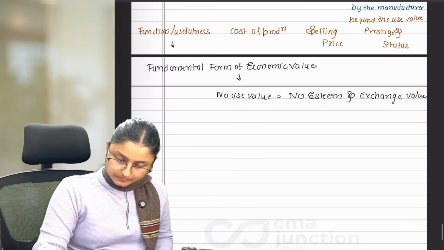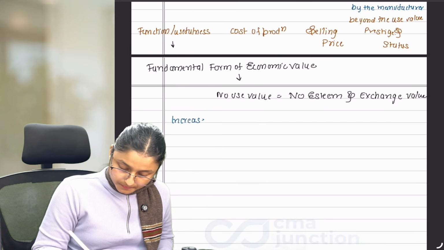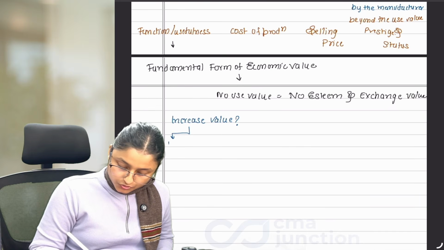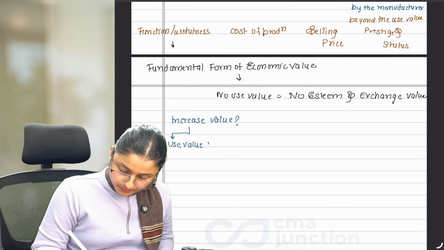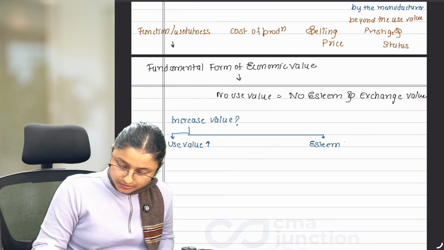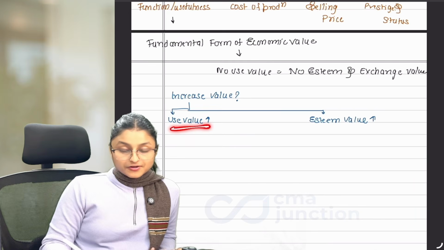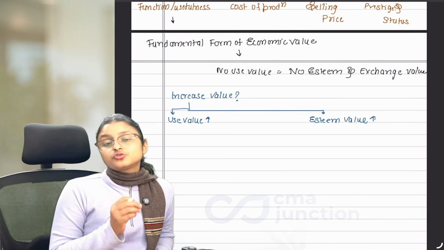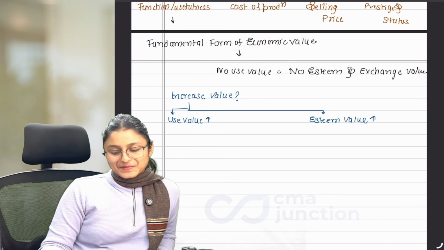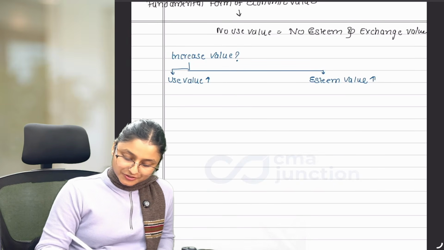Next, if we want to increase value, we can do it by increasing use value or increasing esteem value. Think about it, yaar. Your use value is from the product's perspective. It's the bare minimum which you should give to your customers, right? And esteem value is the princess treatment which you give to your customers. Now, next is focus of value analysis.